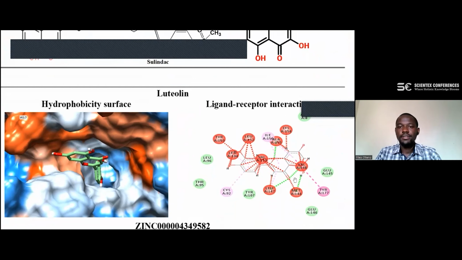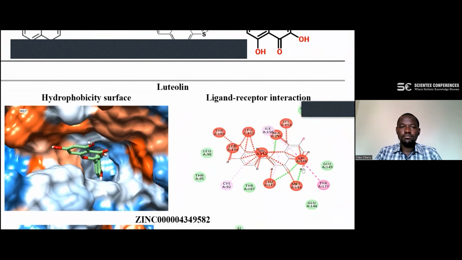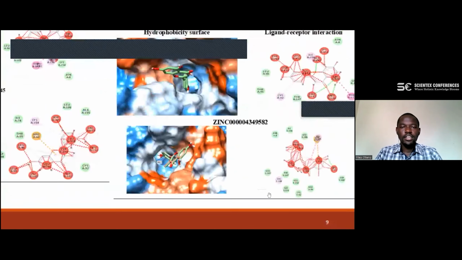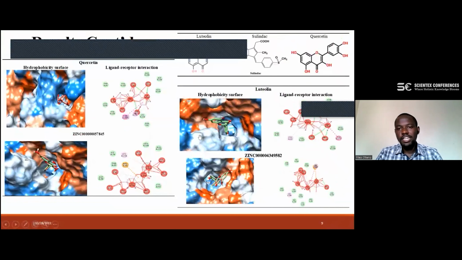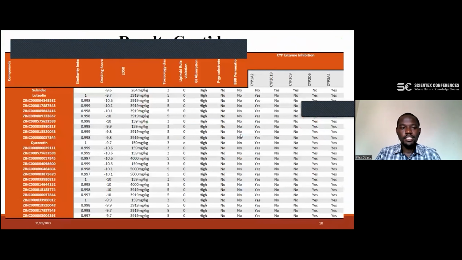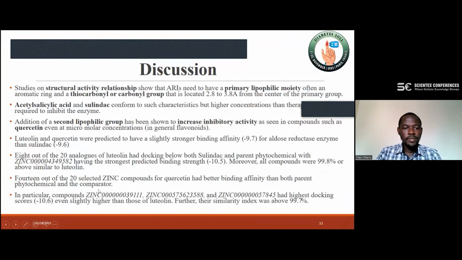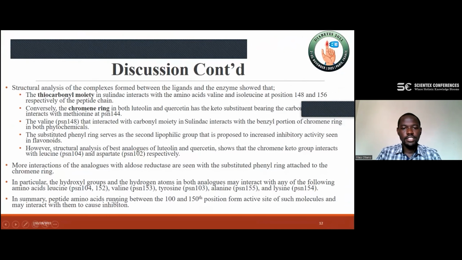The carbonyl is here, it's interacting with methionine at position 144, valine at position 148, and leucine at position 147 of the enzyme. So in general, this shows we don't have a tight binding spot for inhibition of that enzyme, but rather peptide amino acids between the 100th position to the 150th position could be bound to cause an inhibition of that enzyme.